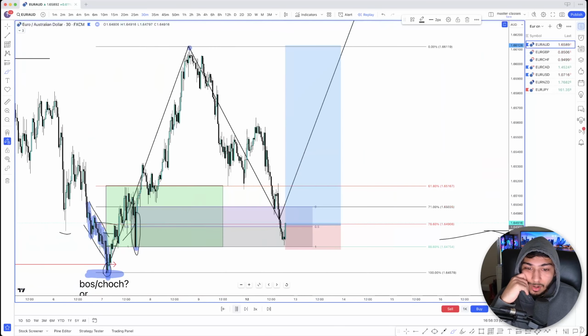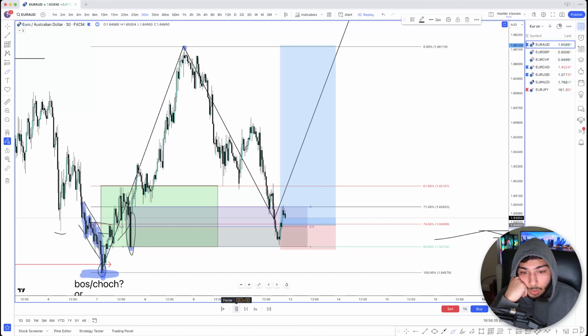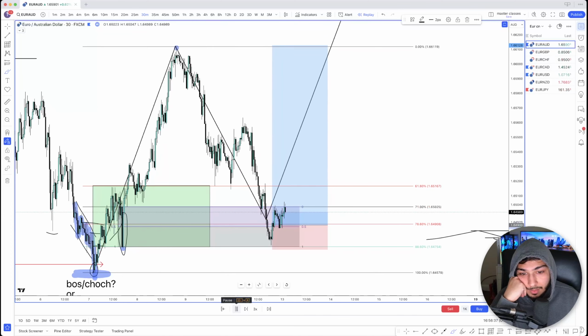So as price started to move, we took our entry and then we waited. It started to go up a little bit, gave us some retests.